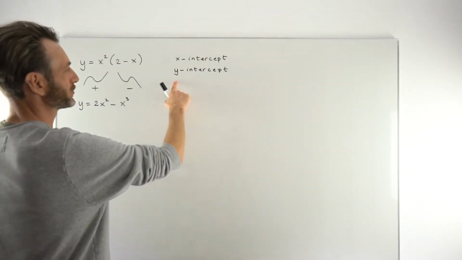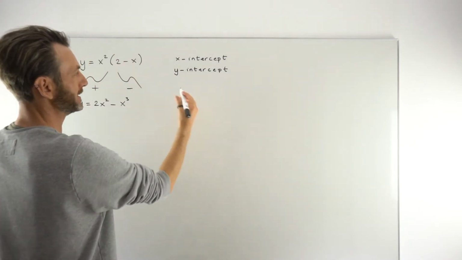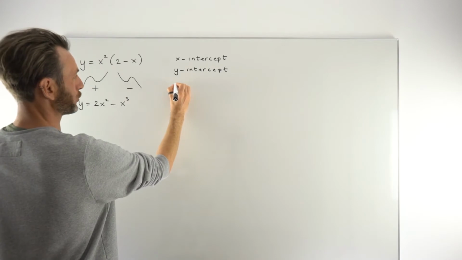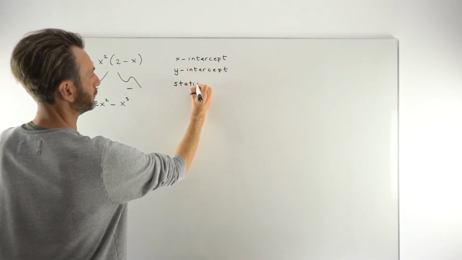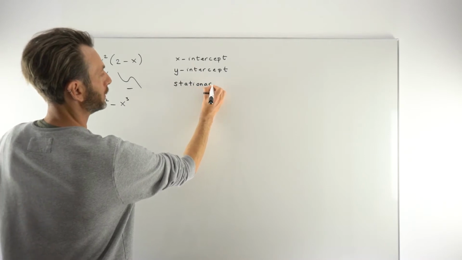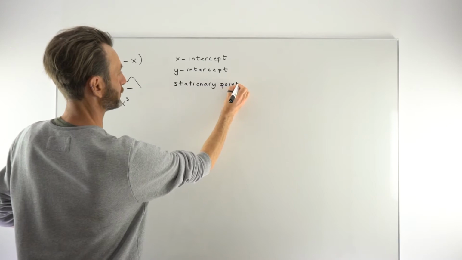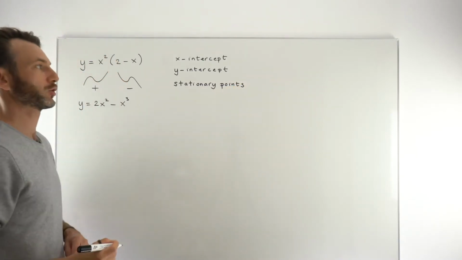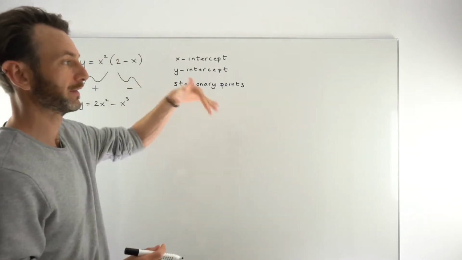And it depends on how complex a function is as to what else we need, but we certainly need the stationary points. Or you might call those the local maxima or minima points. So stationary points, basically the turning points, where the graph of the function changes direction. Because if you know those points, then that's just going to help you to fill in that shape.